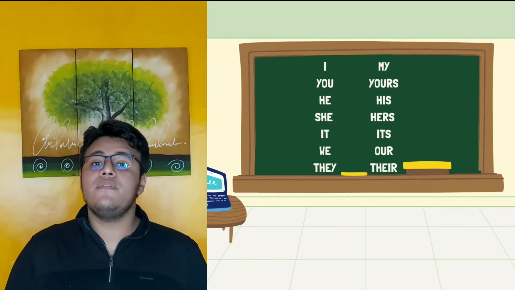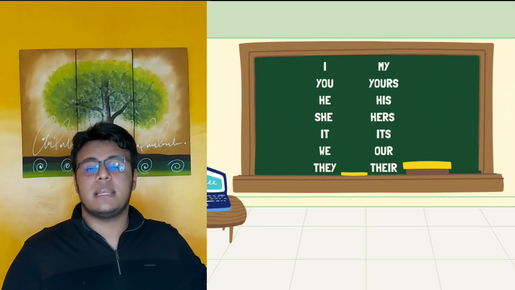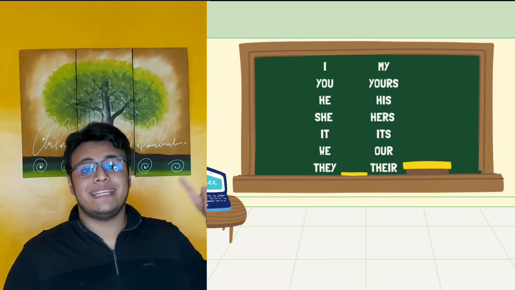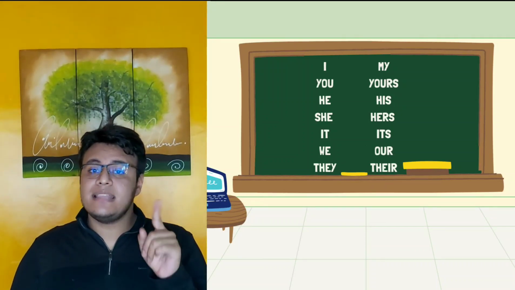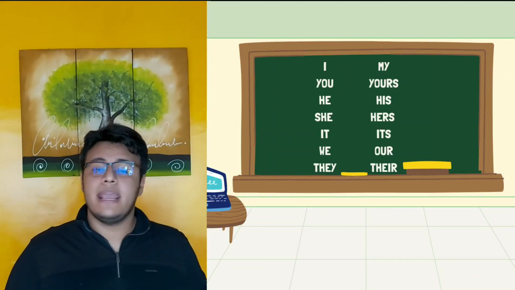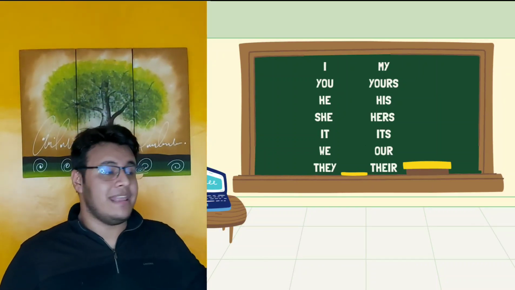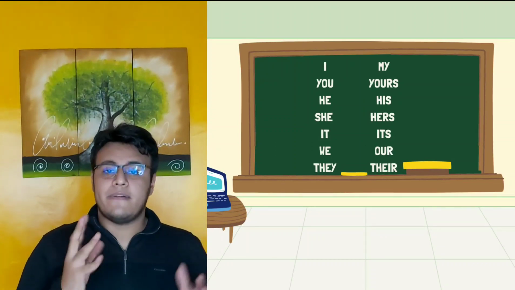Okay? Here, like I said, I put this one to help you remember. Now, instead of using I, you're using my. Instead of using you, you're using yours. Instead of using he, you're using his. Instead of using she, you're using her. Instead of using it, you're using its. Instead of using we, you're using your. And instead of using they, you're using their. Okay? As you can see, some are similar, some are different.